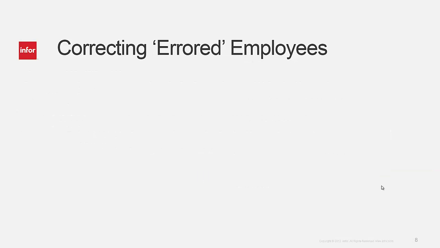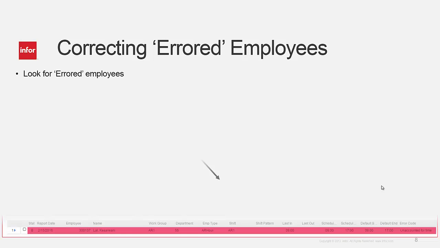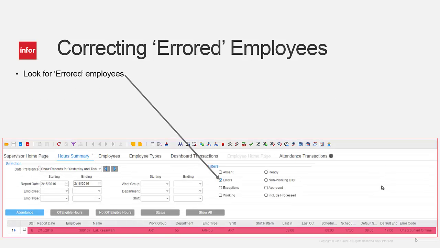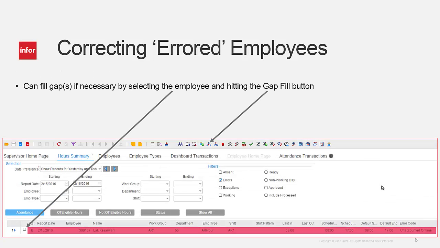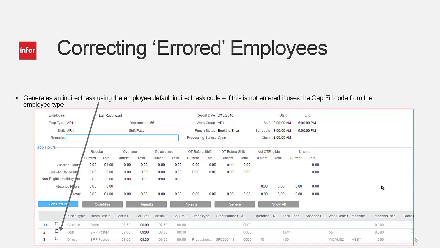Next we'll look at employees who are considered to be in error. We select the errors filter and the system displays any employees who belong to this status. If the status is a gap, we can fill it by hitting the gap fill button. This generates an indirect task using the employee default indirect task code. If this is not entered, it uses the gap fill code from the employee type.